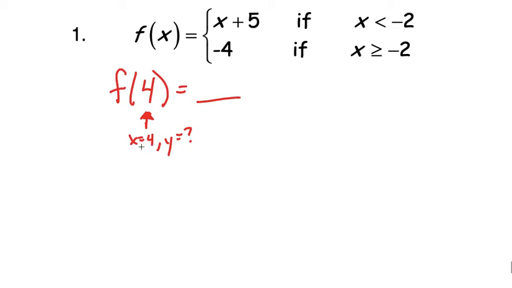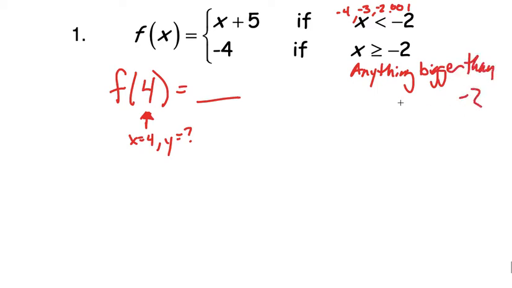They're telling us x is 4, so I need to figure out which piece I would be dealing with. This piece here is dealing with when x is smaller than -2, so values like -4, -3, up to -2.001. This one would be for anything bigger than -2. So when we're talking about f of 4, we're going to be using this equation.